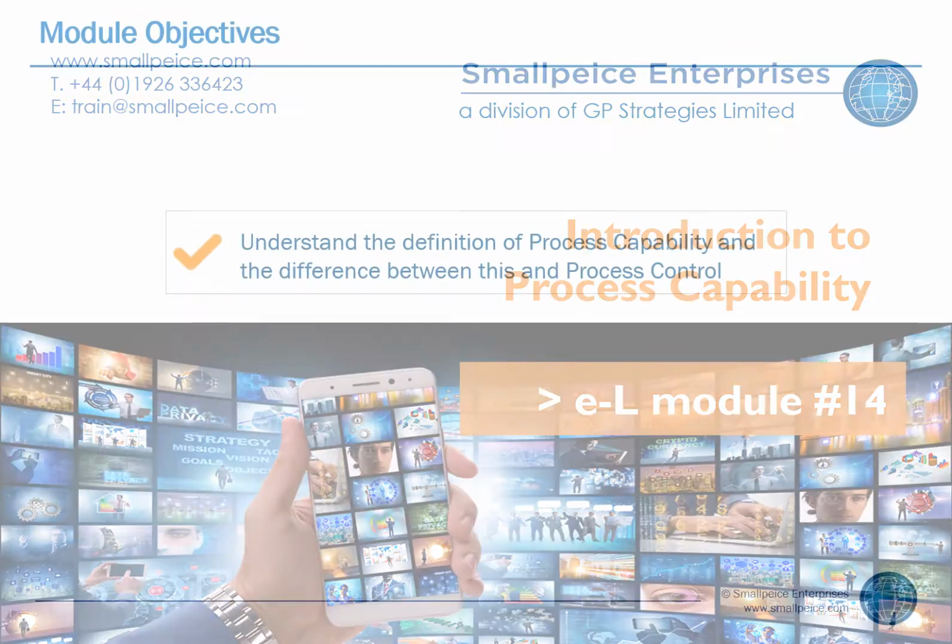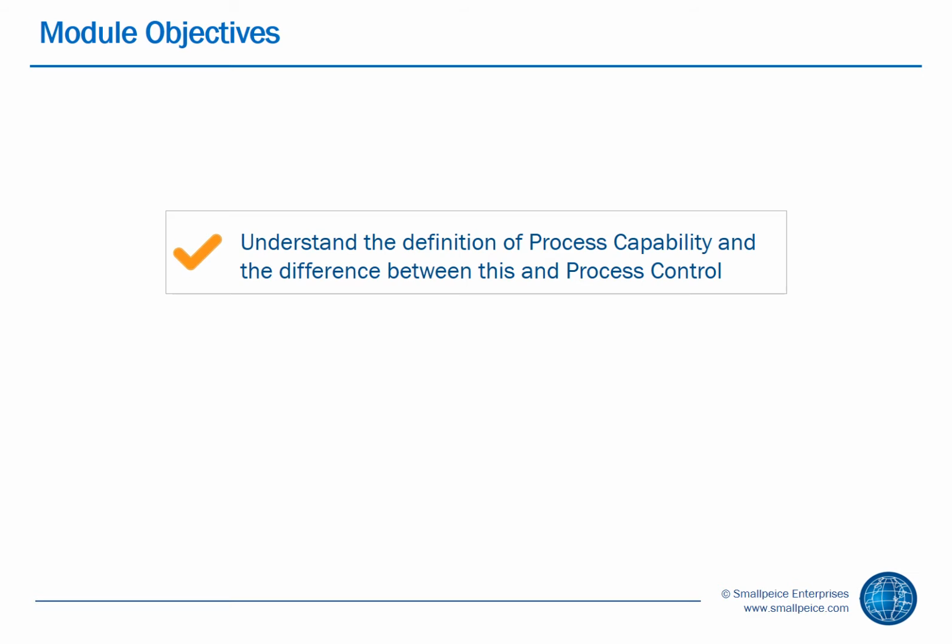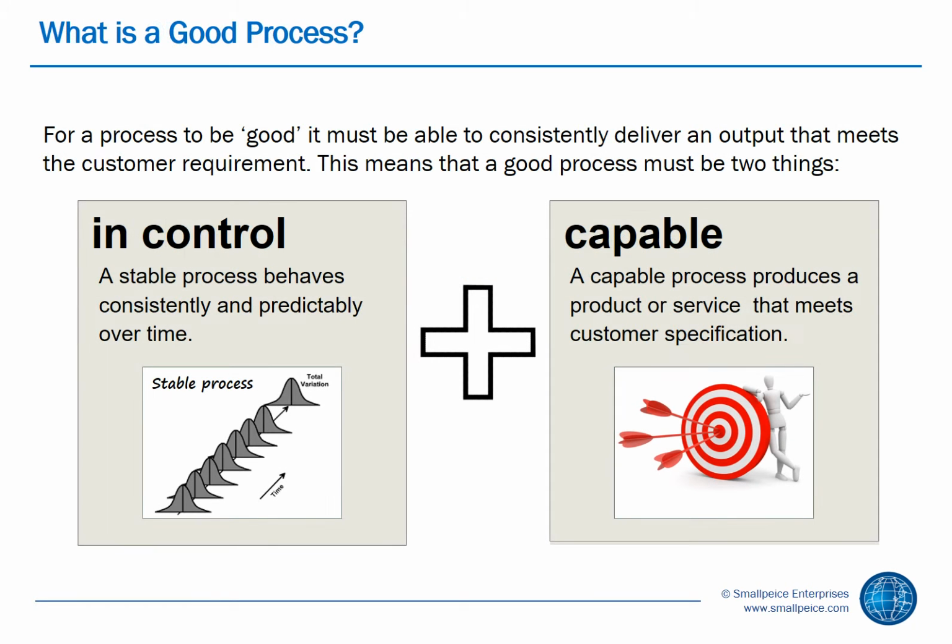Welcome. The objective of this learning module is to define what process capability is and help you understand the difference between process capability and process control. At the end of the measure phase, once we've collected the data, what we're interested in is whether the current state process is a good process or a bad one.